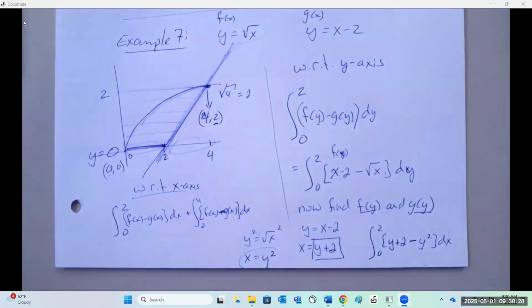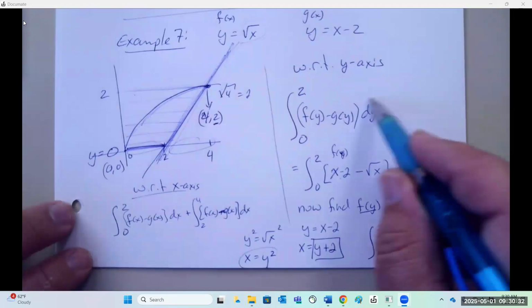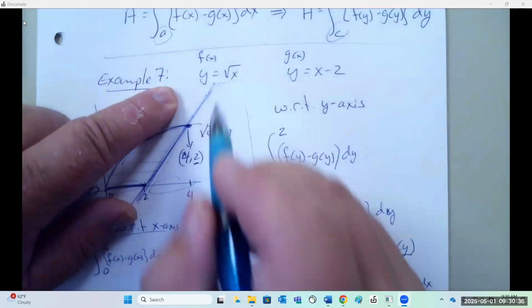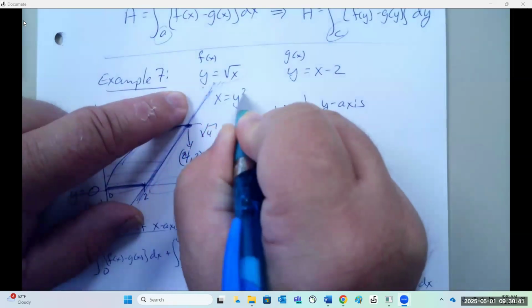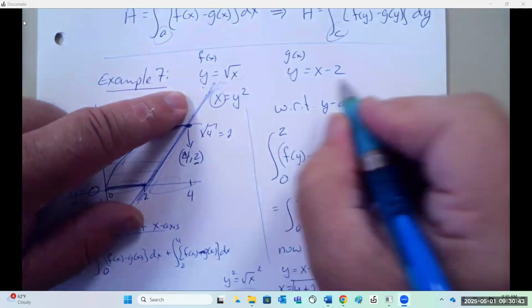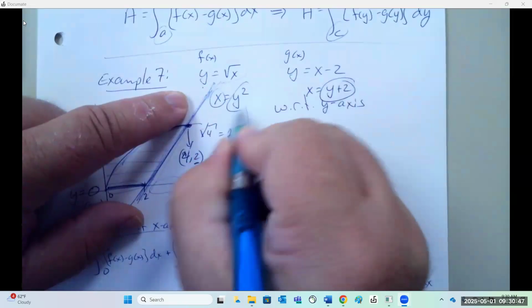Once you switch to dy, you have to solve your initial equations. Instead of solving for y, we have to solve for x. These are the functions we'll be using.